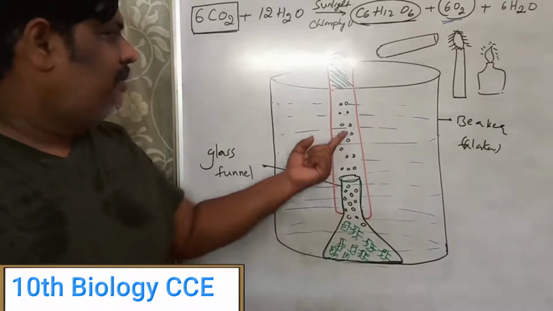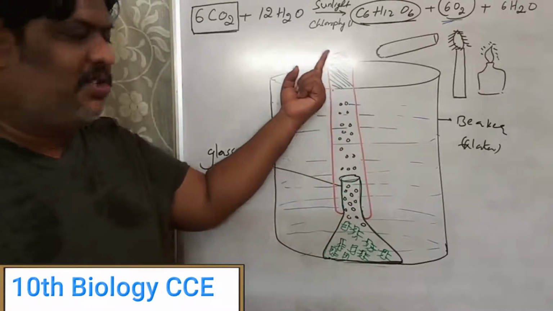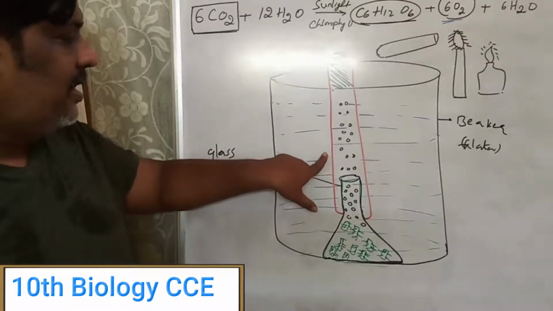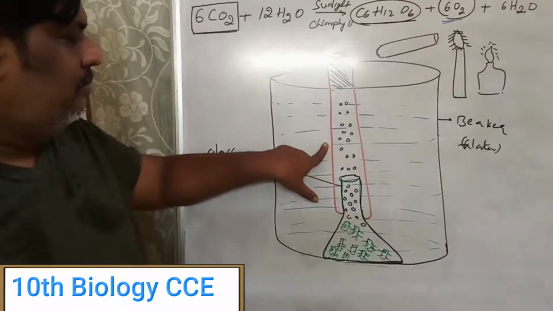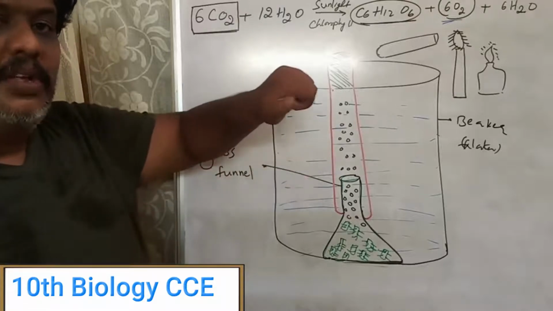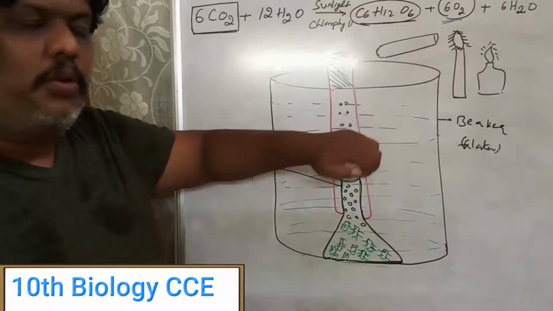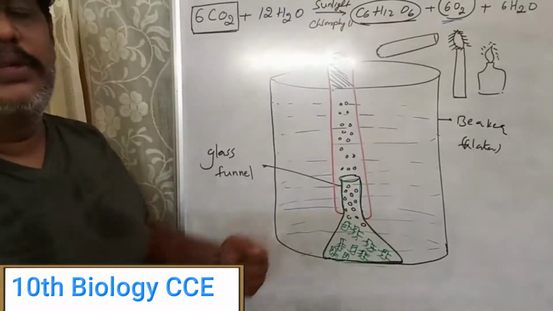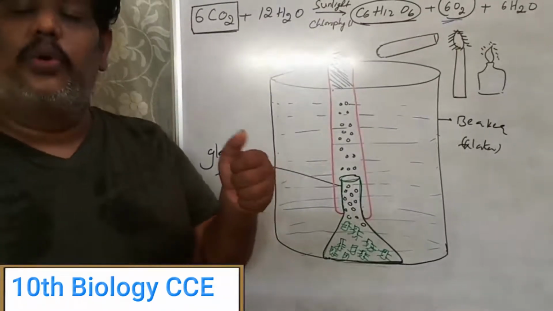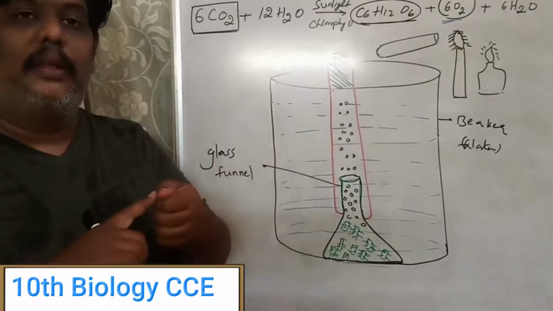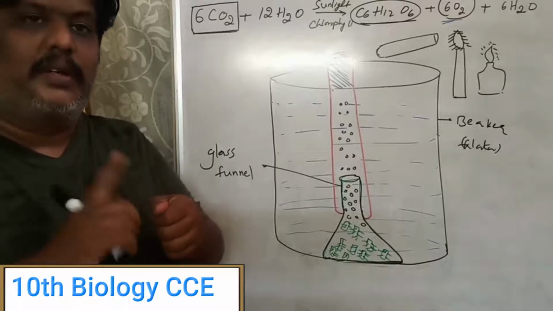And when enough bubbles are stored at the end of the test tube, you remove the test tube outside, but make sure that while the test tube is in the water, you place your thumb on the mouth of the test tube, and slowly take the test tube outside, and don't lose your thumb. Hold it tight so that nothing will escape outside, because we are going to test what is in the test tube.